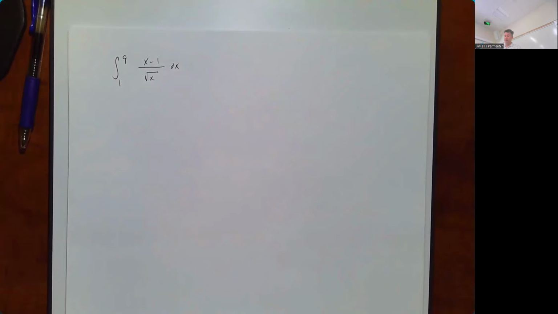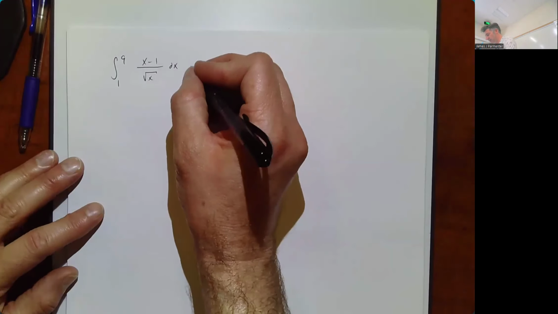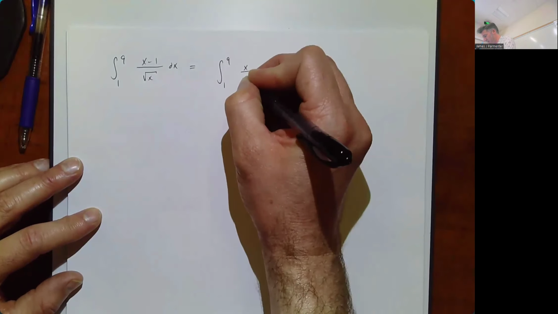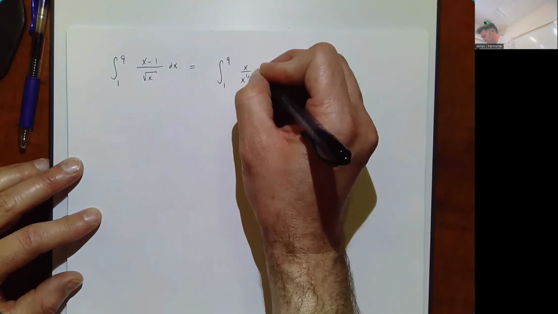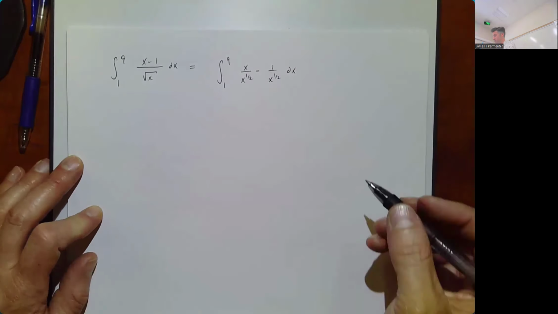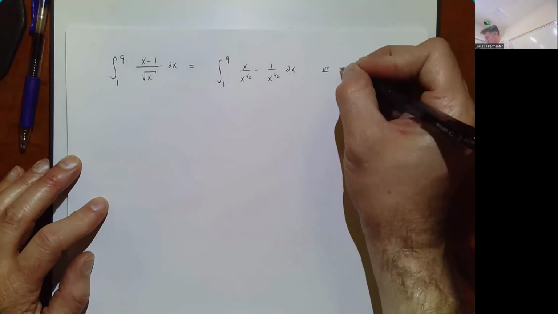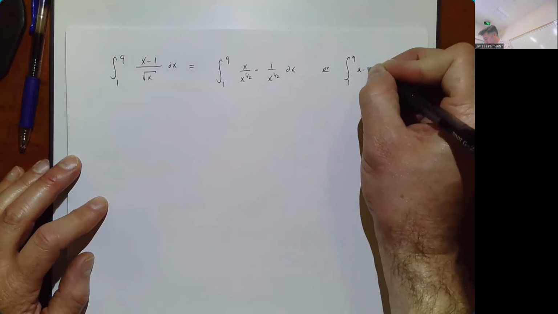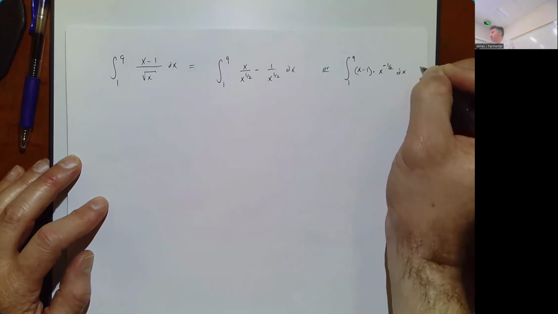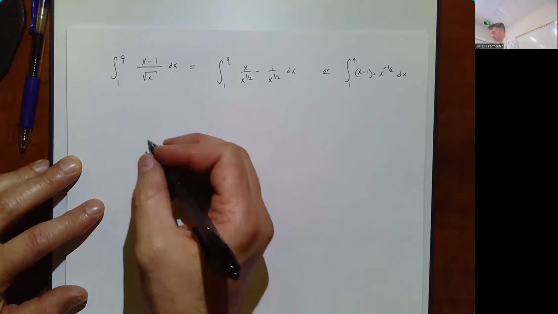So whether you're doing a definite integral or an indefinite integral, the methods of integration are still applicable, meaning if you can just simplify it, you should. So here, I'm going to rewrite this as the integral from 1 to 9 of x divided by x to the 1/2 minus 1 divided by x to the 1/2. You can also make the alternative choice of writing this as the integral from 1 to 9 of x minus 1 times x to the negative 1. Either way you do it, you should get the same thing.